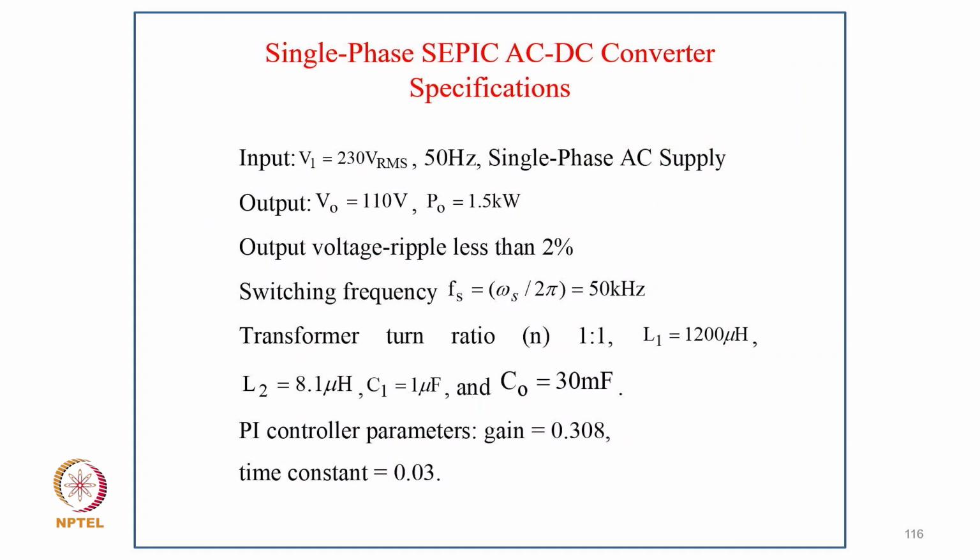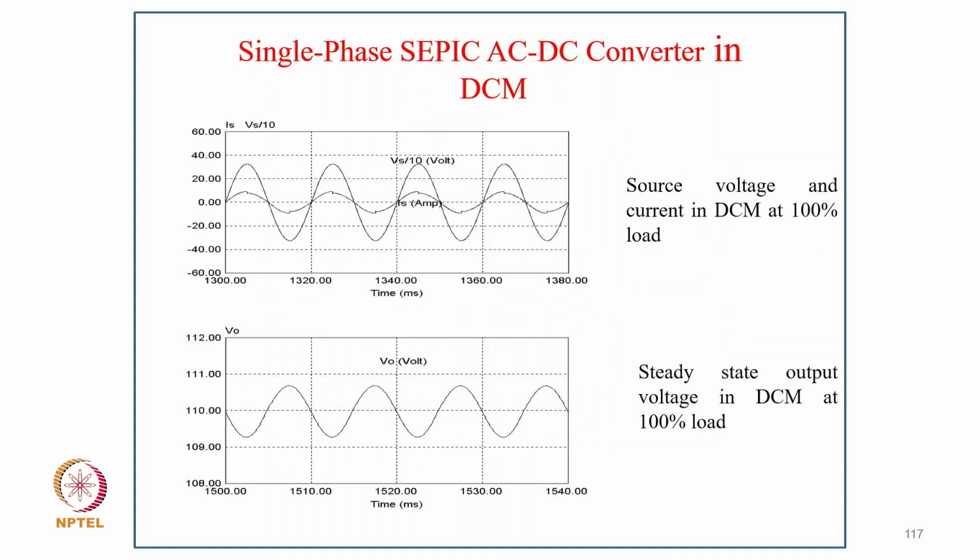So now coming to the specification, as a case study, the input voltage is 230 volt, 50 hertz single phase supply, output voltage is 110 volt, and power is 1.5 kilowatt, with 2% output voltage ripple and a switching frequency of 50 kilohertz. The transformer ratio is taken as 1 to 1, L1 is taken as 100 microhenry, L2 is 8.1 microhenry, C1 is 1 microfarad, and CO equal to 30 millifarad, and the control parameter gains are given here.